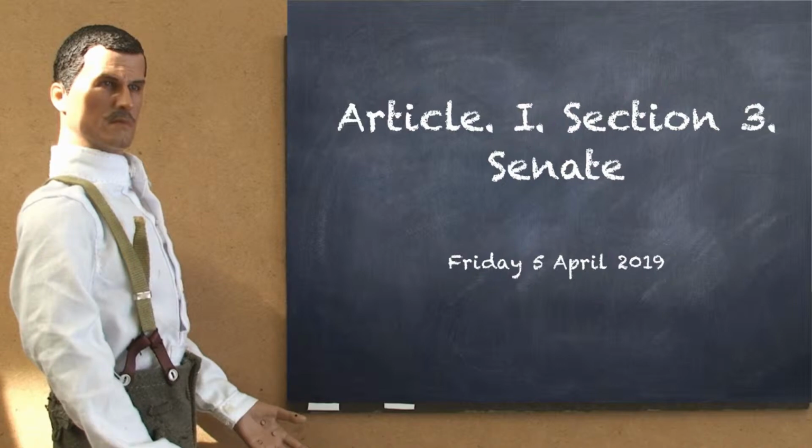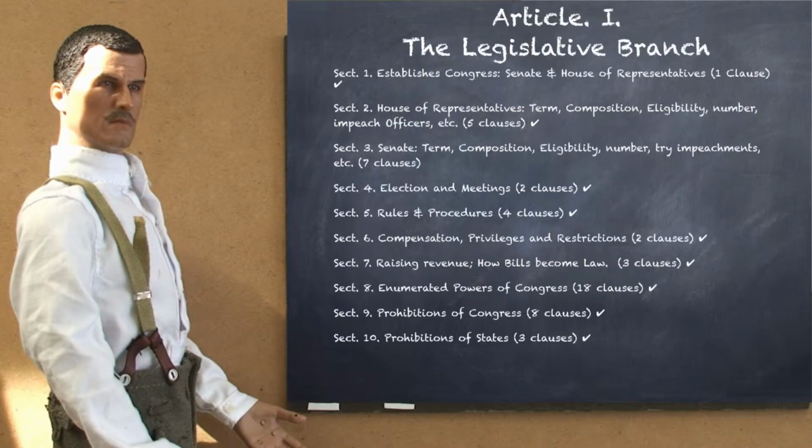Okay, so where we left off last time, we were talking about Article 1, which is about the legislative branch, and we'd covered all 10 sections except for Section 3. So this is the last section in Article 1. This one talks about the Senate, the term and the composition of the Senate, who's eligible, the number of senators, trying impeachments, etc.